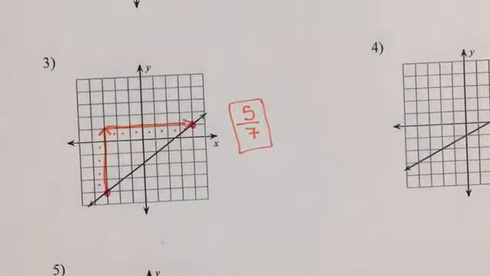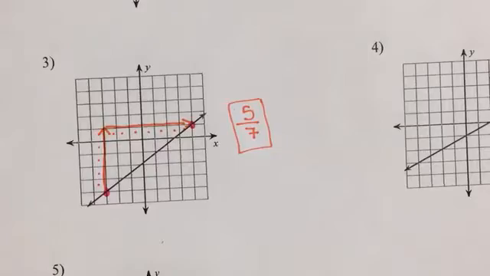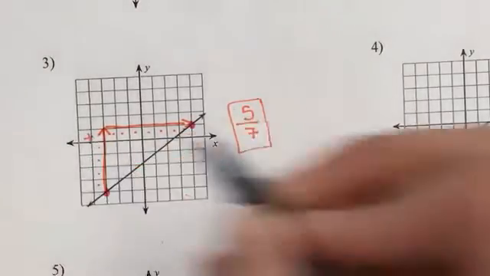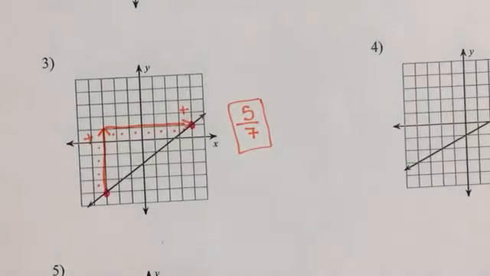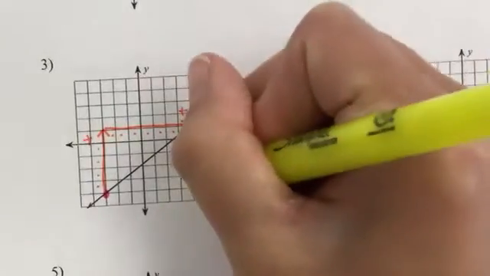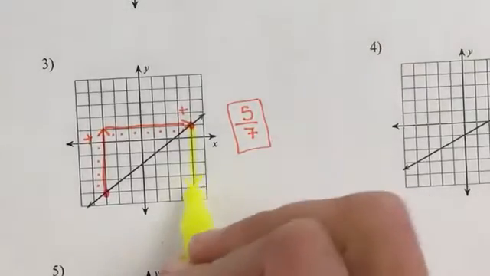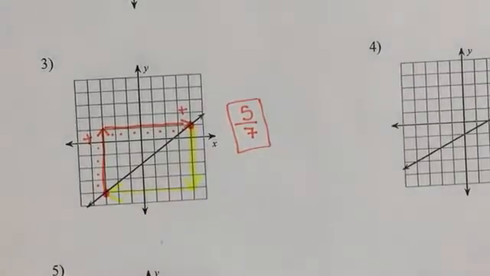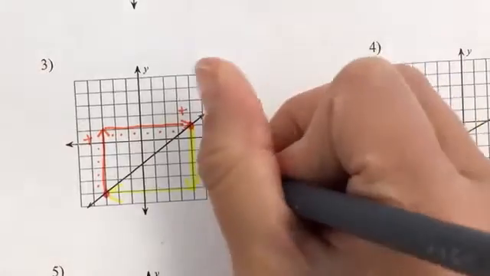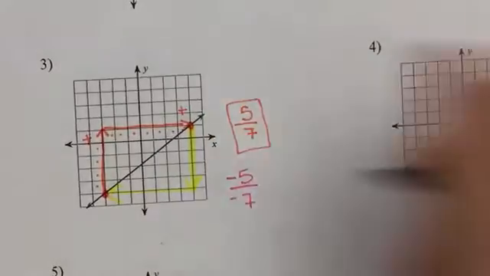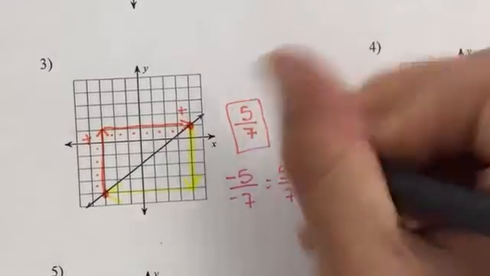How do you know if it's positive again? If you're going up and then right, then it's going to be a positive. The up movement is a positive and the right movement is a positive. But it still could be a negative if you do it the other way. The slope can't just turn negative. You can count negatively, like I'll show you really quick on this one. I could go down 5, and that'd be a negative, and left 5, and that would be a negative. But then you would have a negative 5 and a negative 7, which gives you a positive 5 sevenths.